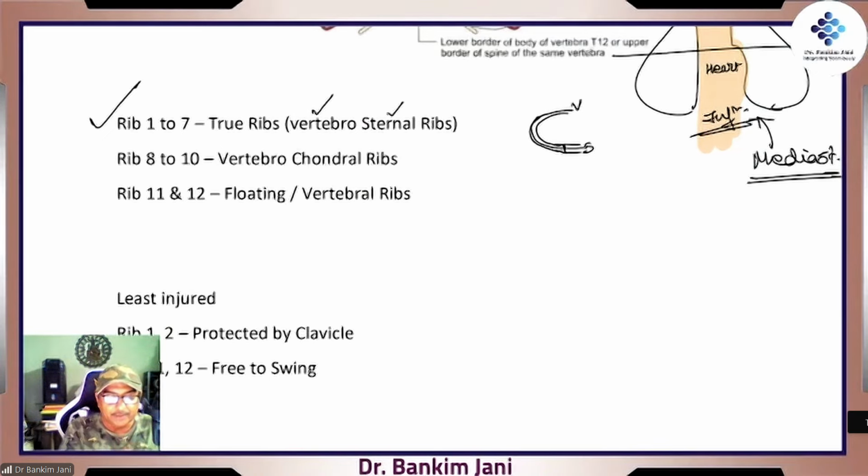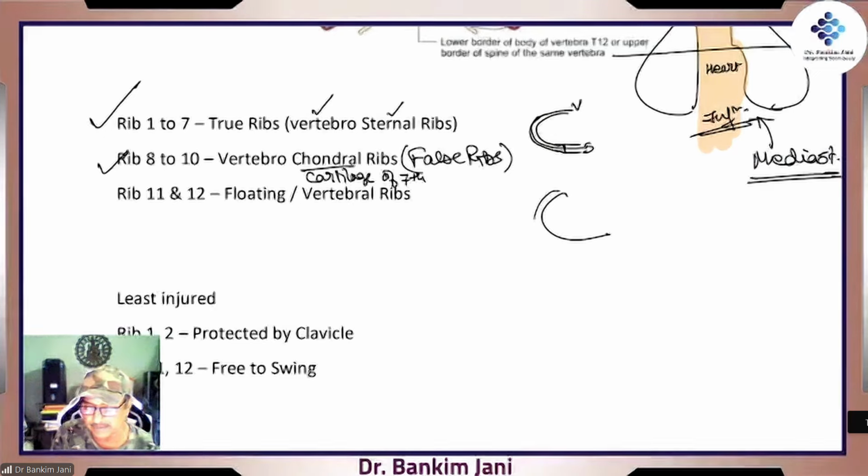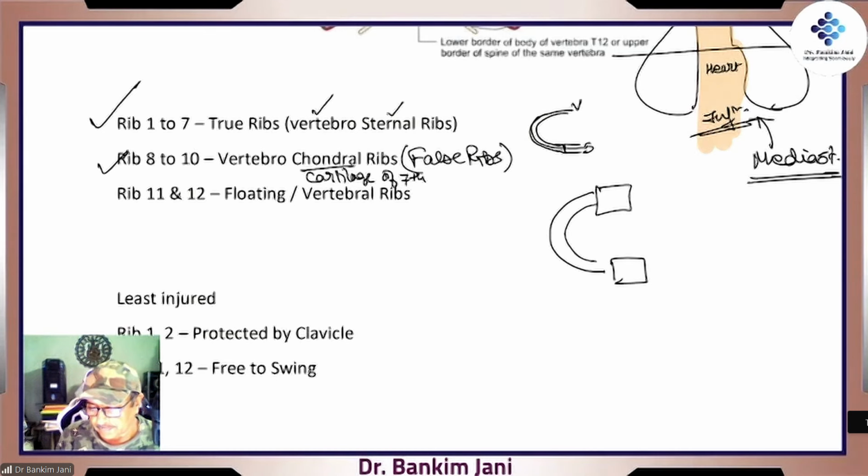Ribs number 8 to 10 are called the false ribs. Their technical name is vertebrochondral ribs. Chondra means cartilage. Cartilage of what? Cartilage of rib 7. So here is rib number 7, which is reaching all the way like this, reaching the sternum. But then 8, then 9, then 10, that's how they will be.